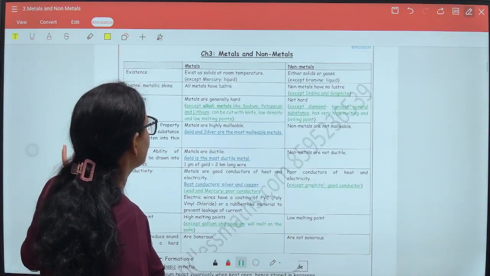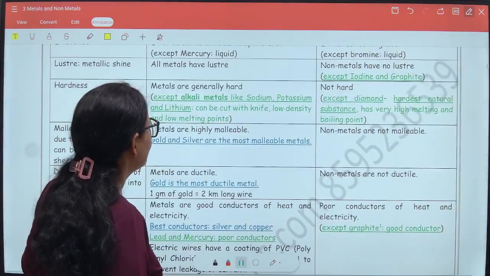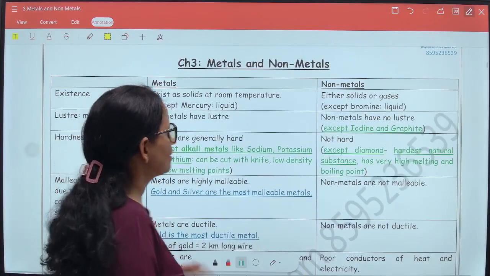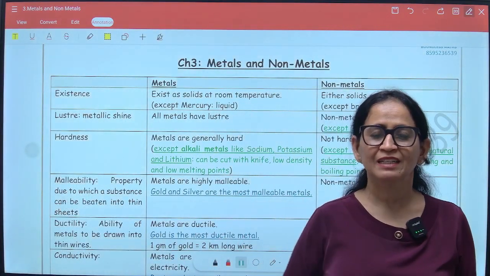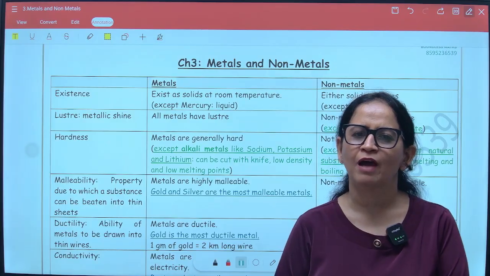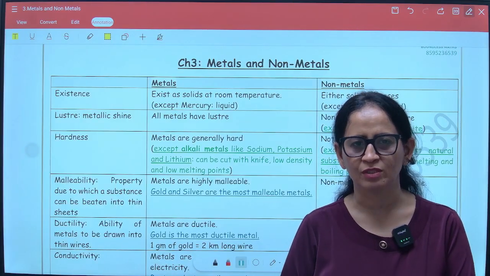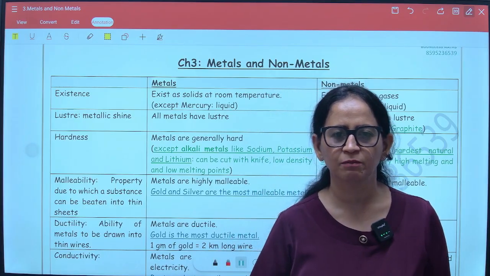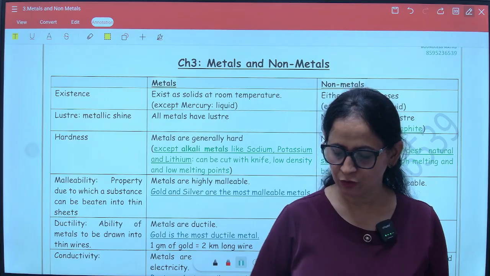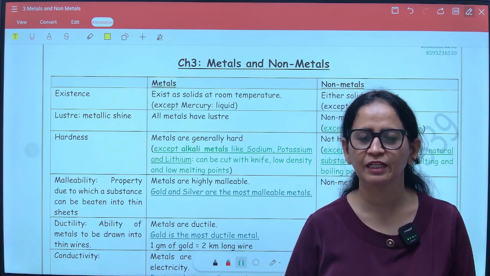So let's start with what are metals and what are non-metals. As we all understand, metals are the elements that are present towards the left of the periodic table, left few columns of the periodic table. These elements form electropositive ions by losing electrons. And non-metals are the elements present on the right side of the periodic table. These elements form electronegative ions by gaining electrons.